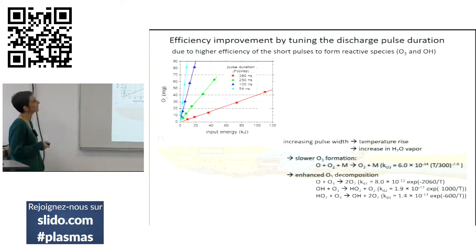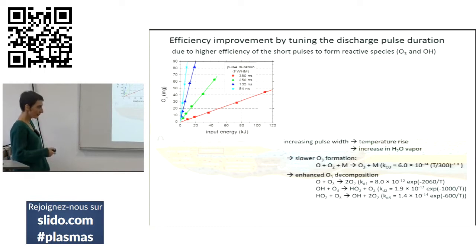So this is the total amount of ozone generated during the experiments as a function of input energy for different pulse durations. So as the pulse duration is reduced, obviously ozone is formed with higher efficiency.